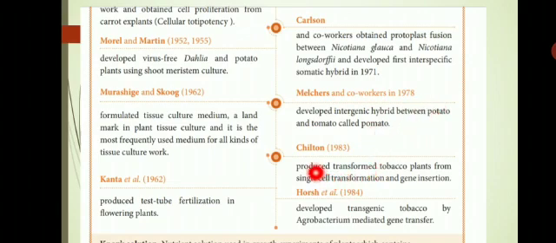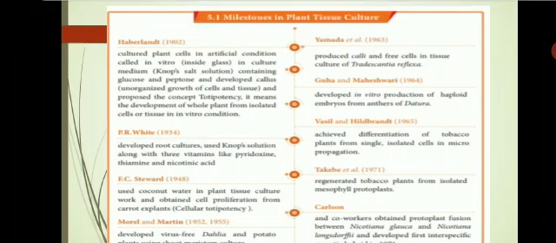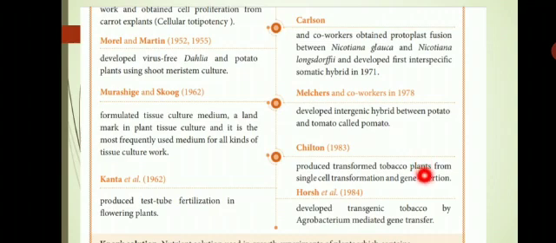Next scientist was Chilton in the year 1983. Chilton produced transformed tobacco plants from single cell transformation and gene insertion. Gene insertion is the insertion of genes with the help of plant tissue culture technique, and cell transformation is one of the processes of plant tissue culture technique, produced with the help of the tobacco plant.